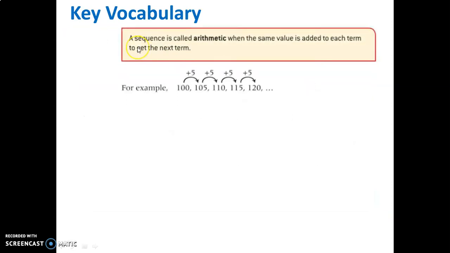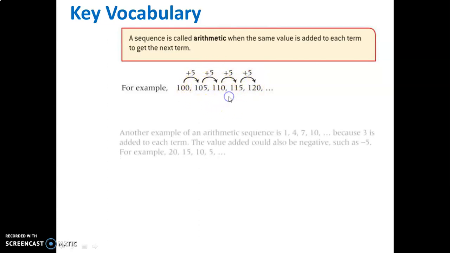Okay, a sequence. There are many different types, but two main types. Arithmetic is one of them, and we'll look at the next one in a moment. An arithmetic sequence is when you add the same value to each term to get the next term. For example, we have this sequence, and as we proceed through the sequence, we can see we're adding 5 each time to get the next value. That's like the one we just saw a moment ago. That's called an arithmetic sequence.